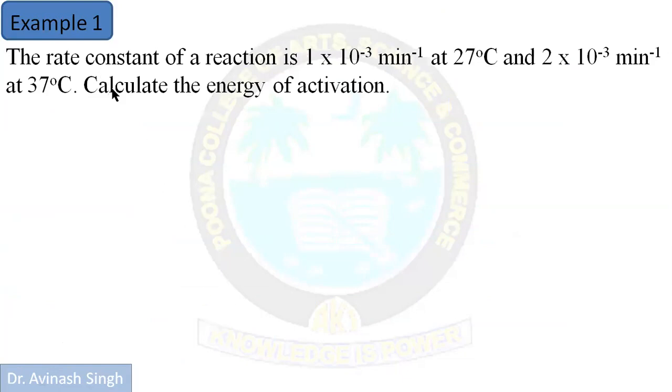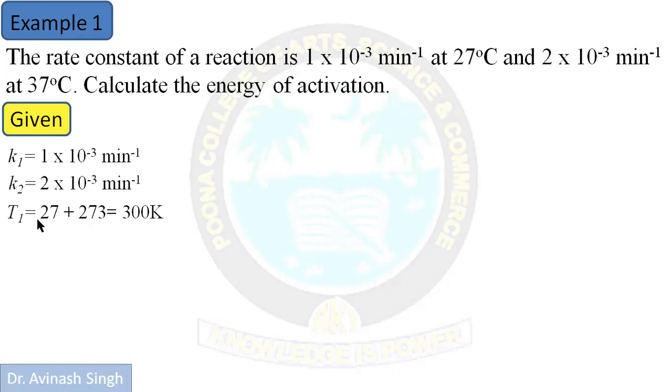This is the most common form of numerical, where you are given two K values at two different temperatures and you are asked to calculate the energy of activation. The point to be noted over here is that the temperature is given in degree centigrade. K values are given, they have the same unit. So let's write down the given. K1 is given, K2 is given. Temperature T1 is converted into Kelvin by adding 273.